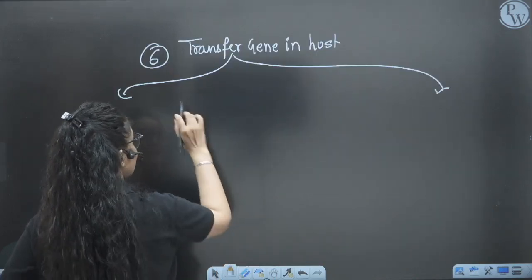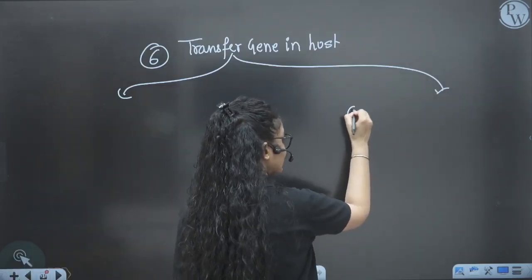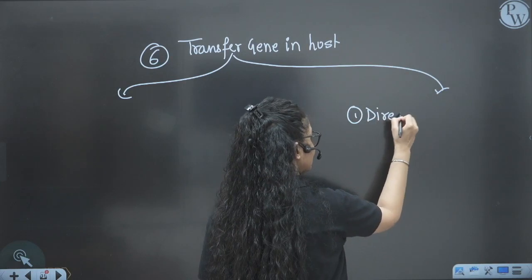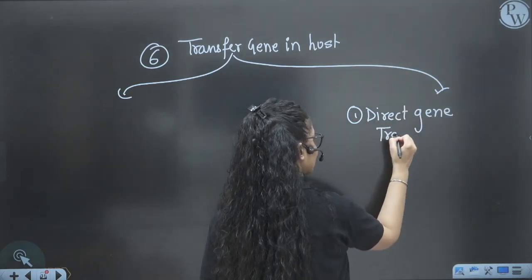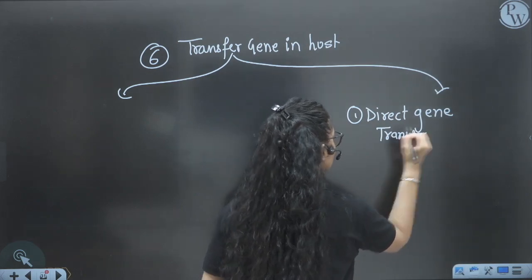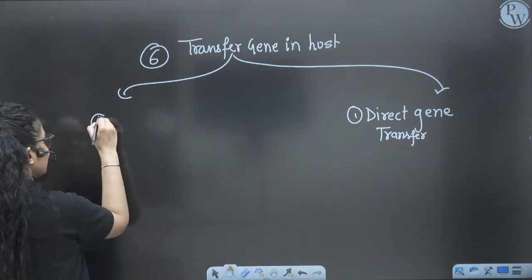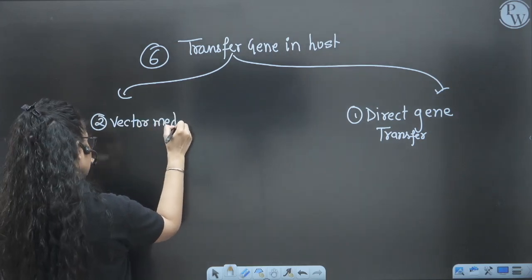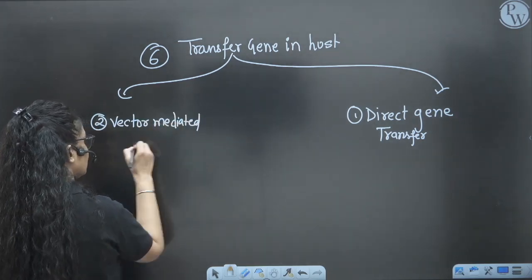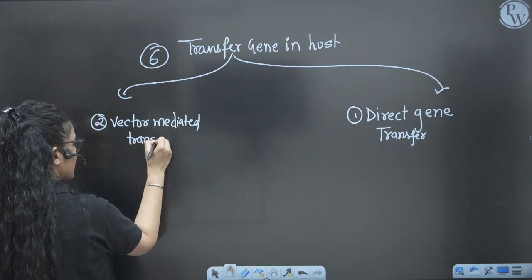So finally, there are two ways. One is direct gene transfer. Direct gene transfer, we can directly transfer it in the host without using a vector. And second is vector mediated transfer.